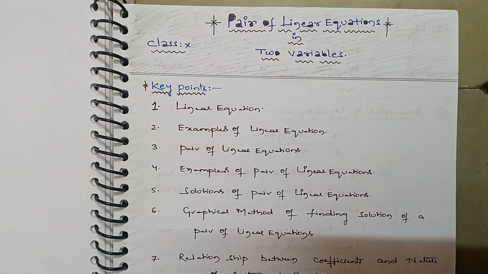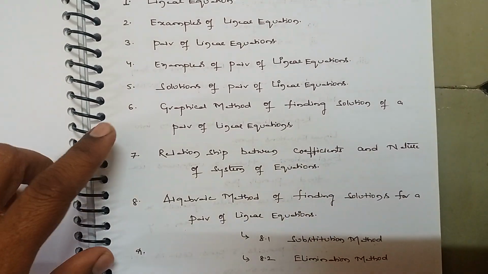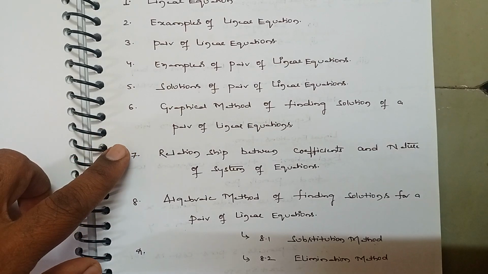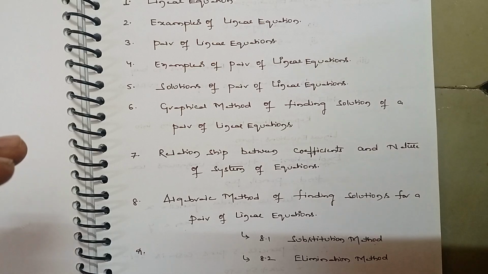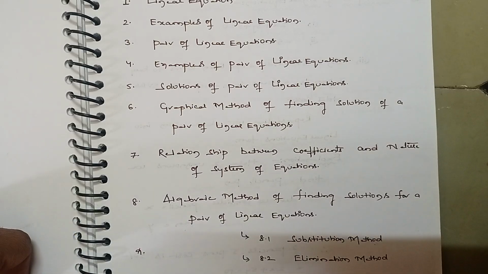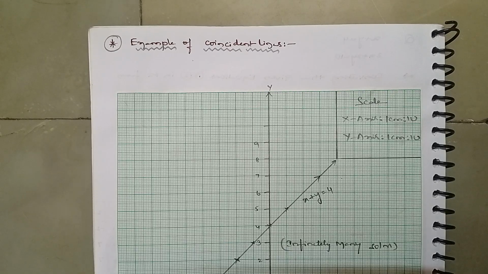Today in this video we are going to cover the chapter Pair of Linear Equations in Two Variables of class 10th, key points. That is the sixth one, the graphical method of finding the solution of a pair of linear equations, the third type: coincident lines. So, an example of coincident lines.